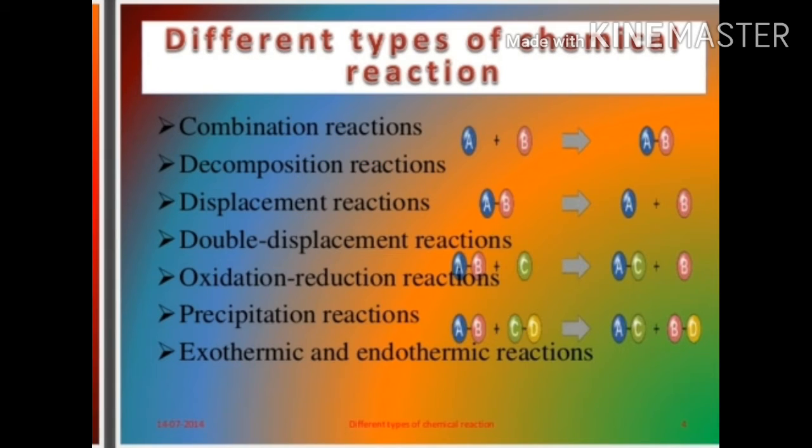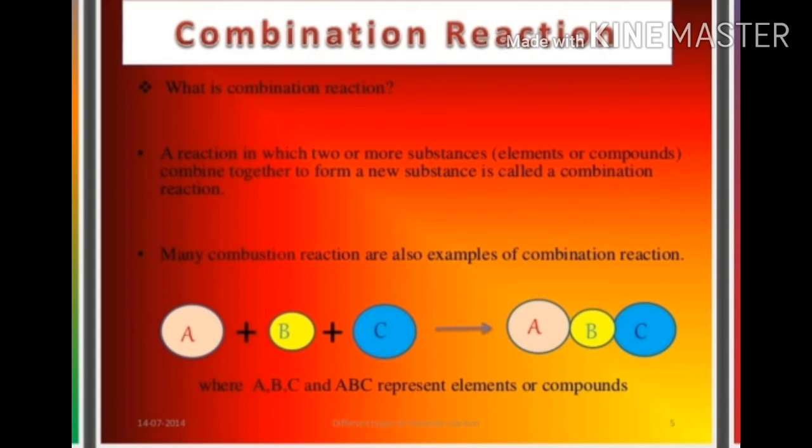Different types of chemical reaction. Children, you will study different types of chemical reactions. Their names are combination reaction, decomposition reaction, displacement reaction, double displacement reaction, oxidation reduction reaction, precipitation reaction, exothermic and endothermic reaction. These all reactions we will study one by one. The first type of reaction is combination reaction.